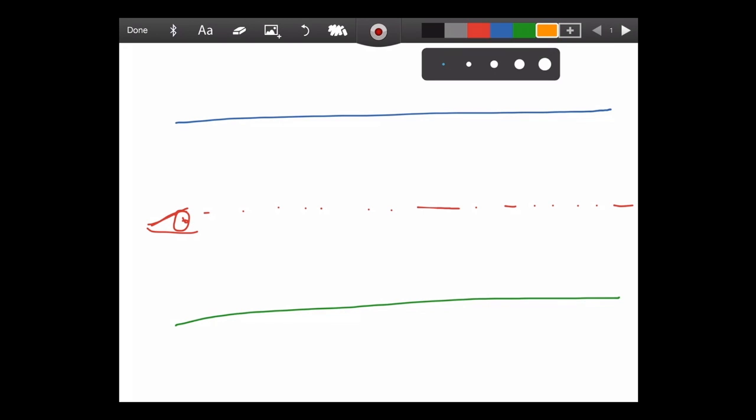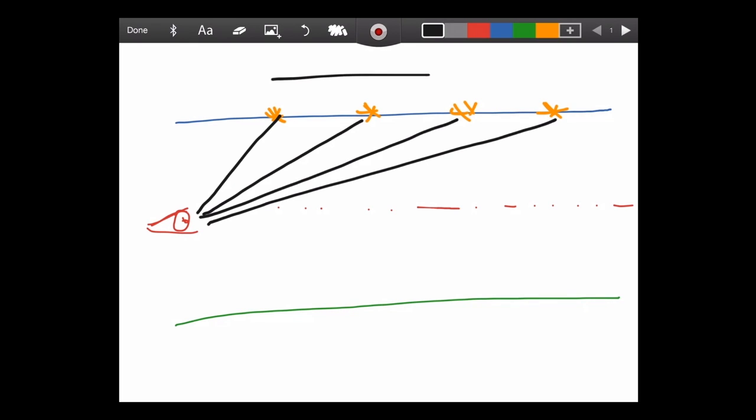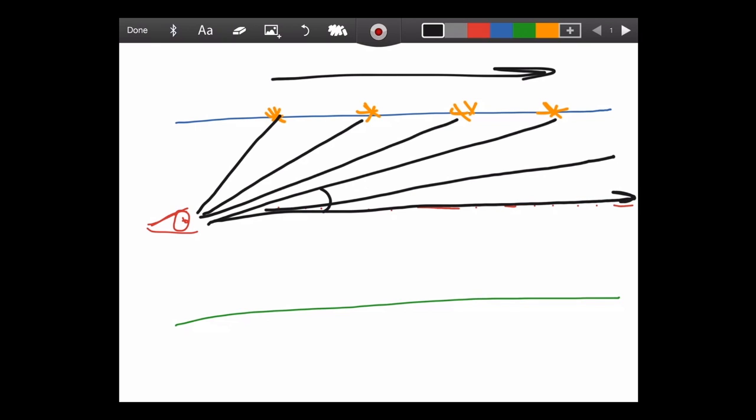Now, if we draw some stars up in the sky, we can clearly see that what we need to do is look up at a certain angle to see each of those stars. And as the stars go further away from us, that angle decreases. Now, as we get out towards infinity, that angle will end up right on the horizon.